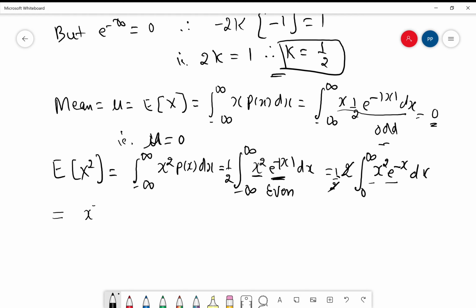Keep x square as it is for the first term. Integral of e power minus x is e power minus x by minus 1, minus. Now differentiate x square for the second term. You are getting 2x into integrate e power minus x by minus 1 again. You are getting e power minus x by minus 1 whole square. So whole square is plus 1.